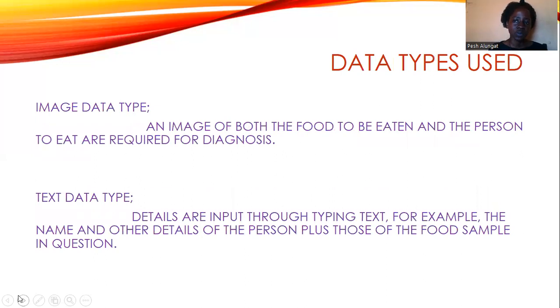The data types to be used in this project are majorly the image data type and the text data type. For the text data type, we are to feed in the person's names, the person's health records, and even the different food values of food samples available. And for the image data type, we have to feed the system images of the person and the food samples available so that the system can diagnose the given food samples.